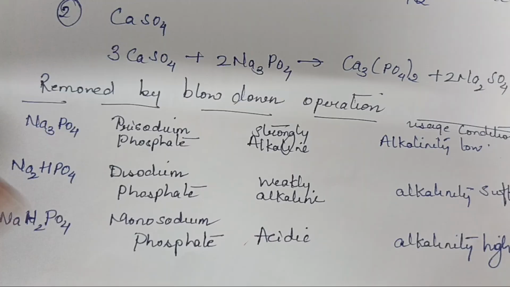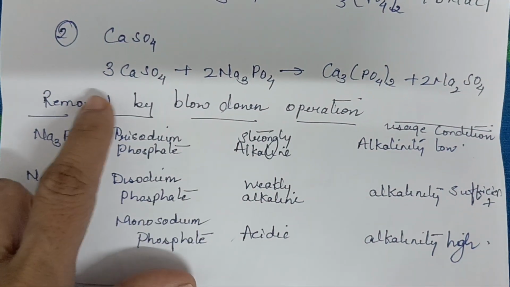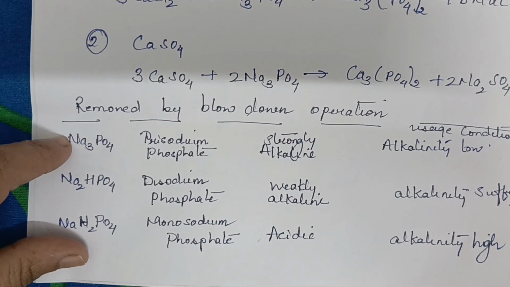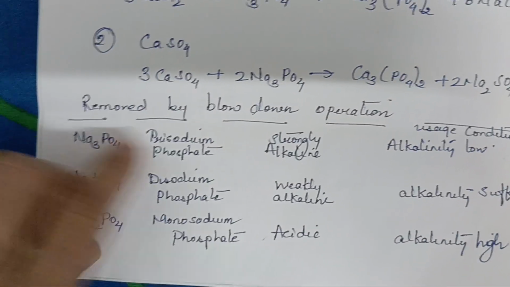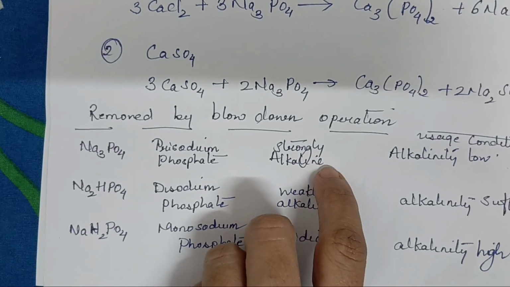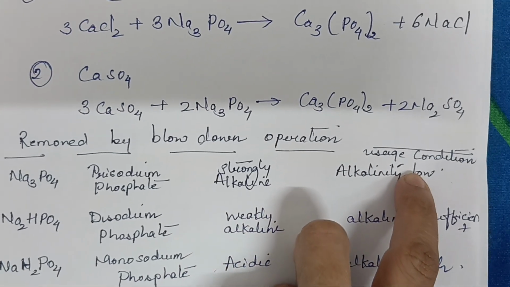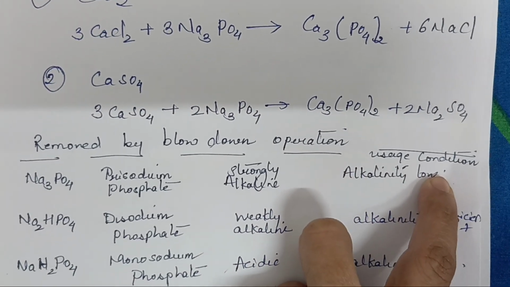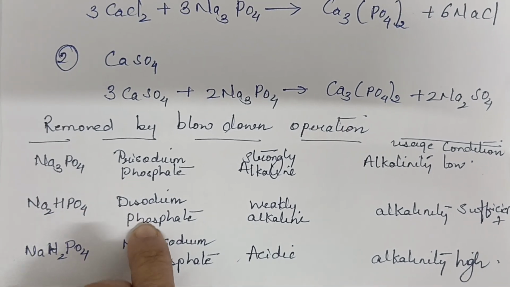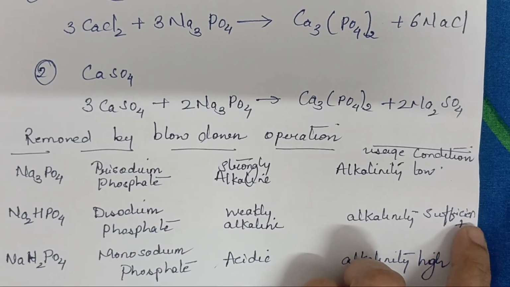Now there will be two to three conditions where we can also maintain the pH of the boiler, depending upon what type of sodium salt is used. So if we are using trisodium phosphate, it has no hydrogen ions, so it is strongly alkaline by nature. It can be used in a boiler condition where alkalinity is very low, right? So next is Na2HPO4, disodium phosphate. It is weakly alkaline, so it will be used in a boiler where alkalinity is sufficient.